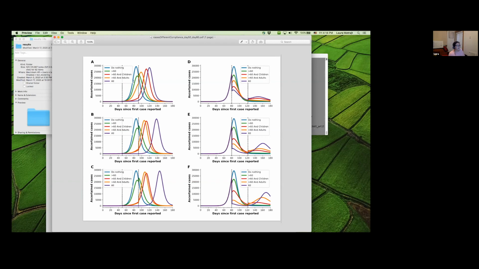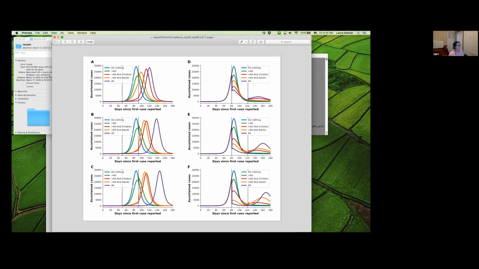The third one, the orange curves, is a strategy where we thought: what if we do 60 years and older, and the adults? The rationale is always that you want to protect the high risk people, so the older adults are always being protected. And then the purple one is this: what if we do social distancing of everybody, which is kind of what we're doing now.